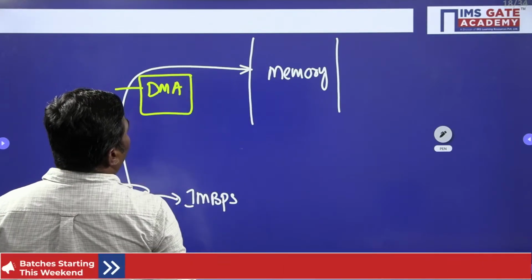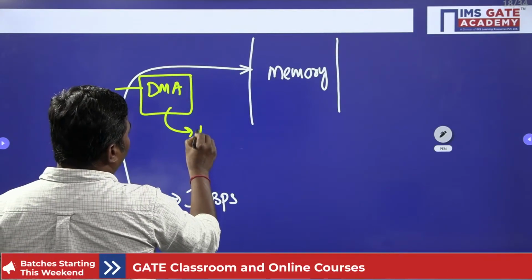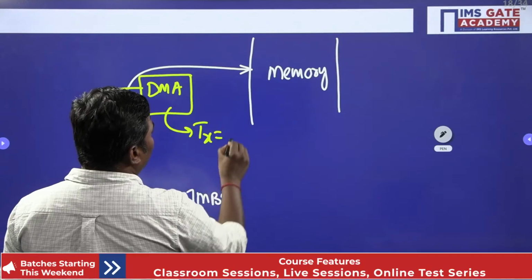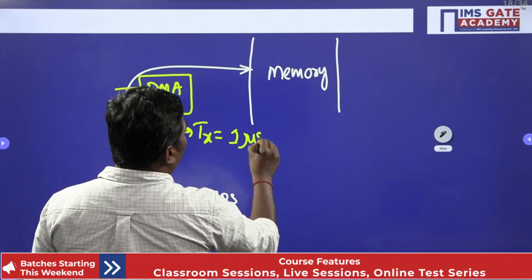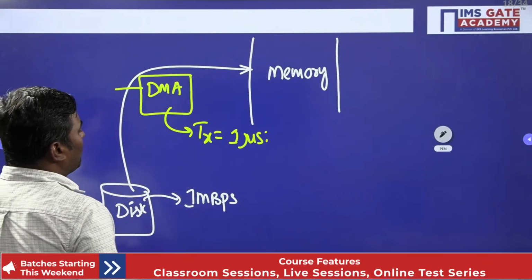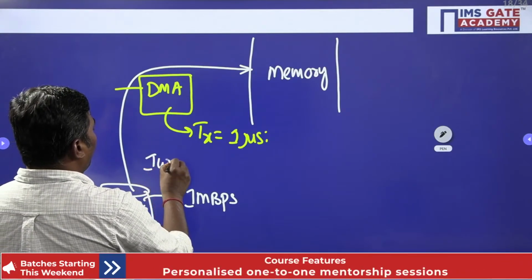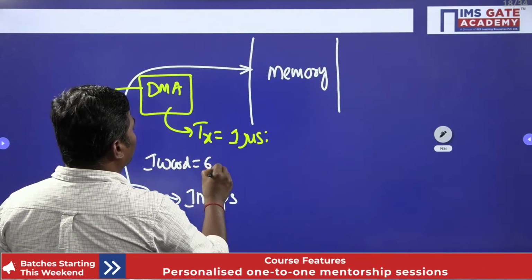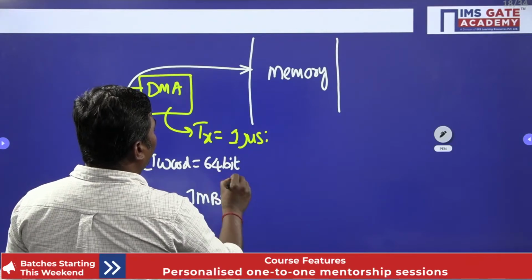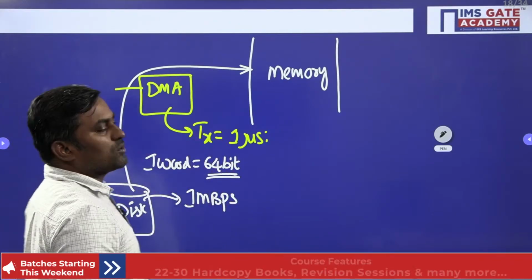Now see, DMA is taking transfer time. How much is the Tx value? They said 1 microsecond, whenever one word is available. What is the one word value? One word equals 64 bit. If 64 bit data is available, it will transfer in 1 microsecond only.